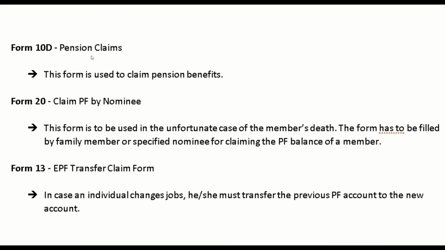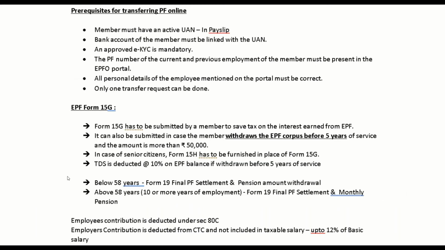So these are the occasional forms. As I said, this is pension claims in case of death. So your nominee can claim this pension. The PF nominee can also claim the entire PF amount. Form 13 is for the transfer.